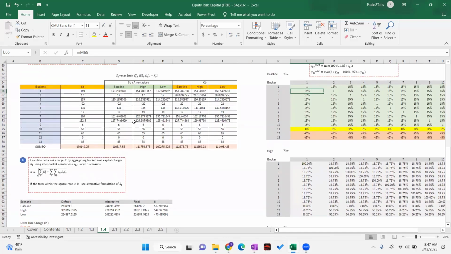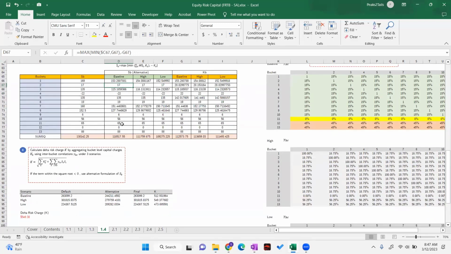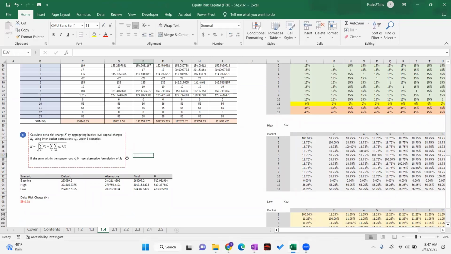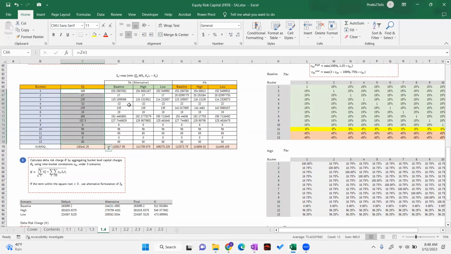But if you find that the whole calculation comes out as negative, then instead of 169 and 17, you will use 153 and 17. Alternative definition. If the term within the square root is negative, then use the alternative formulation of SB. So instead of this column, you will use this column under baseline. Similarly, for high, the default calculation will use this, but if it is negative, then this will switch to this column.